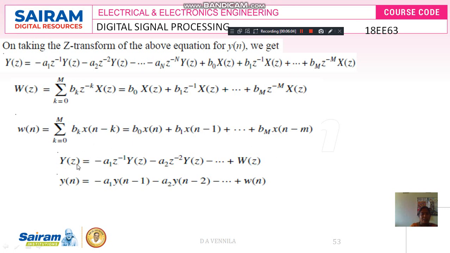Now this y of z is your final output. It consists of both a plus b. So b is nothing but your omega of n. That's why it is represented like this.